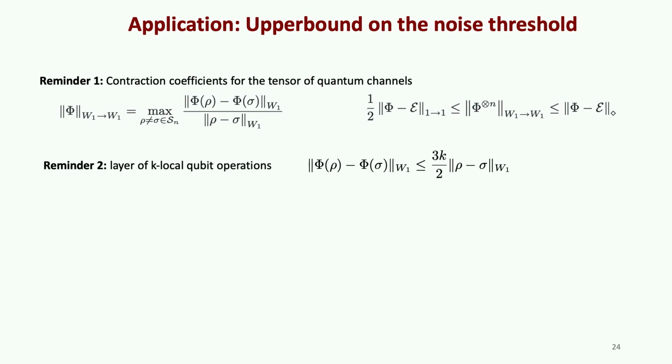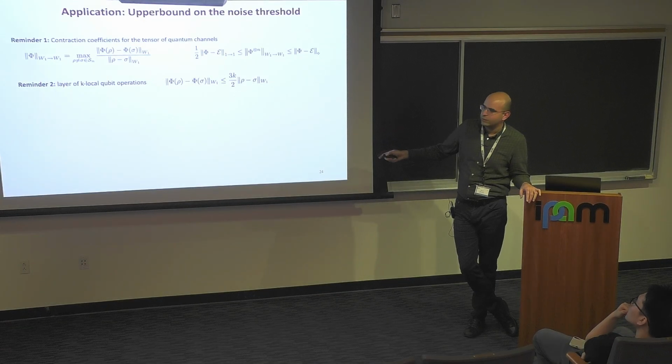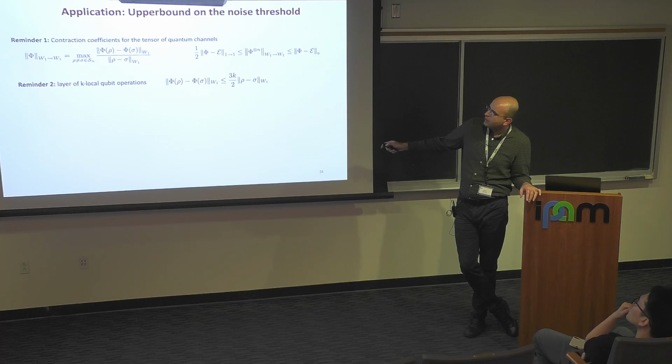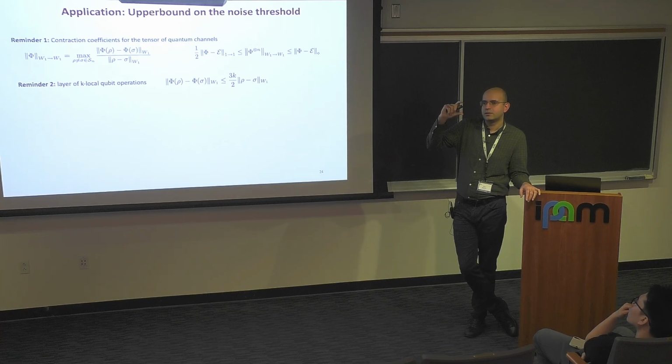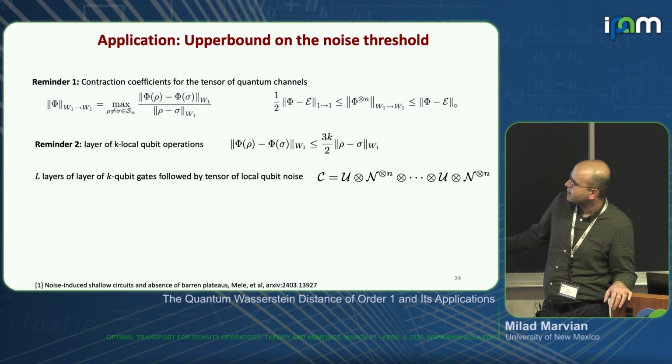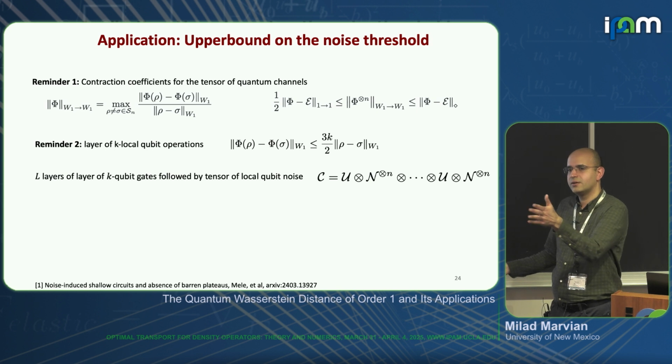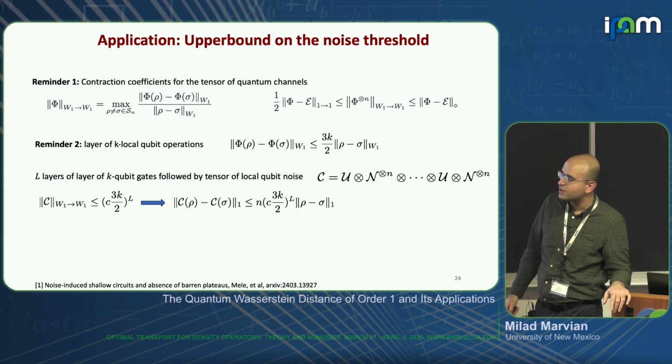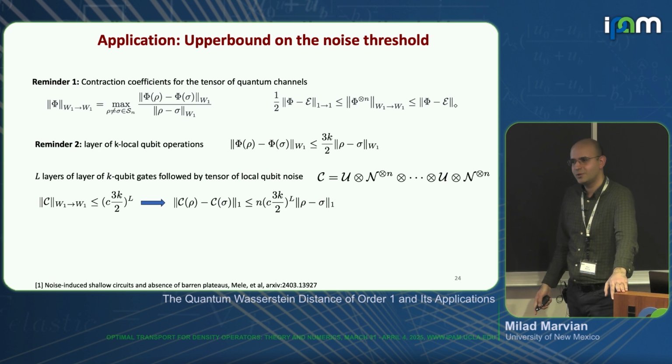And the other is that if you have layers of channels, it only grows as a light cone, right? We walked through this together: because of the contraction coefficient, it can only increase with the number of gates and the number of qubits that each gate touches. And I can just combine these two. So I can start with a layer of unitaries, then a layer of noise, and a layer of unitaries, and I can just multiply these contraction coefficients together.